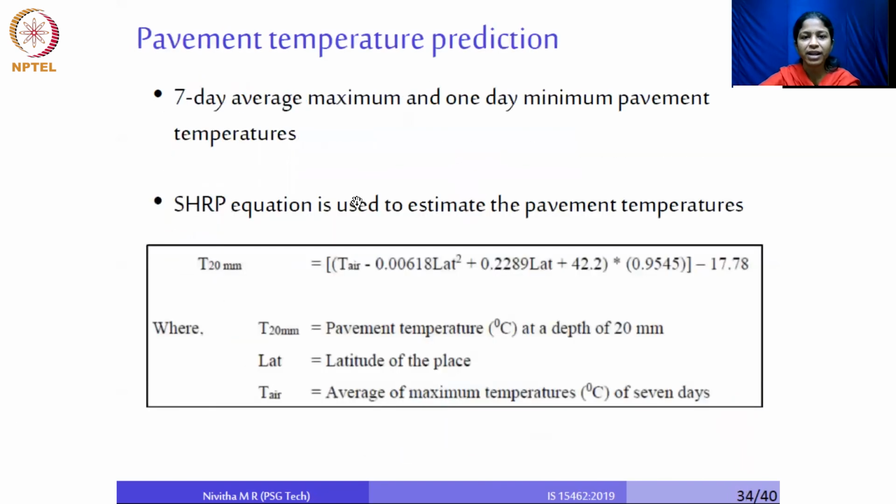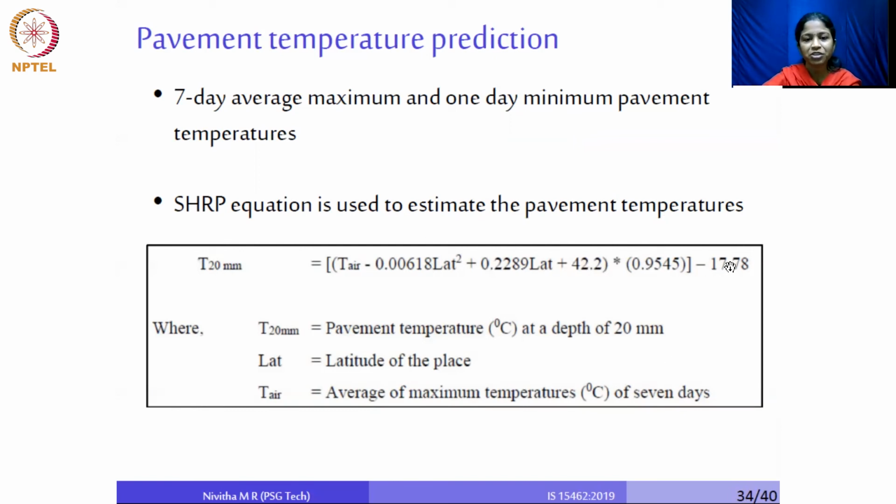The last issue is related to the pavement temperature prediction. Right. For a PG grade, whatever we have, PG 64 minus 10 or 70 minus 10, whatever be the grade, that is determined from 7-day average maximum and 1-day minimum pavement temperatures, right? Basically, the SHRP equation is used to estimate the pavement temperatures. So this is the equation given here, which is also mentioned in their IRC code.